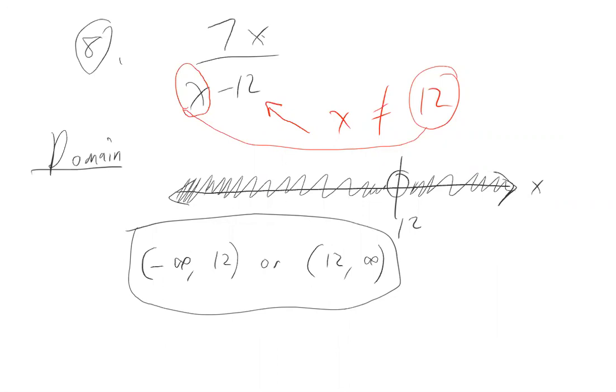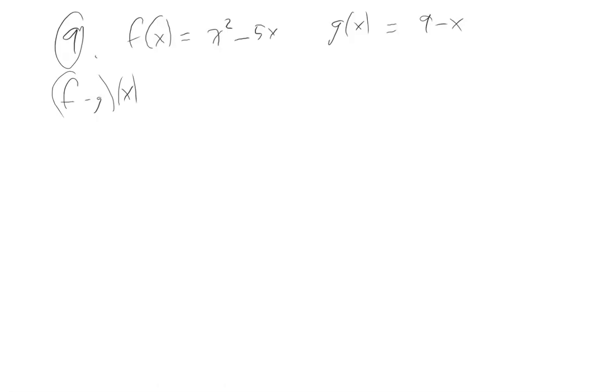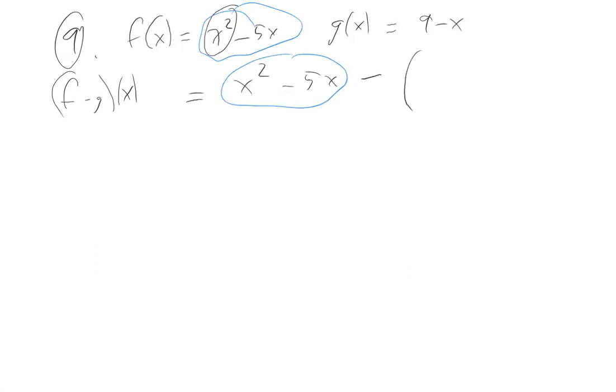Now, let's look at number 9. Number 9 says f of x equals x squared minus 5x, and g of x equals 9 minus x. So find f minus g of x. So that just means you subtract them. So if I do x squared minus 5x, and then I subtract g of x, so I basically just take my f of x, which is this, and then I subtract the g of x.